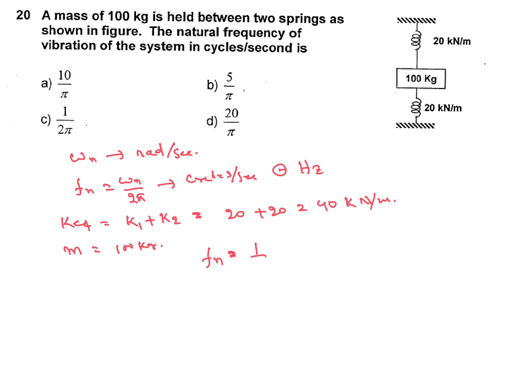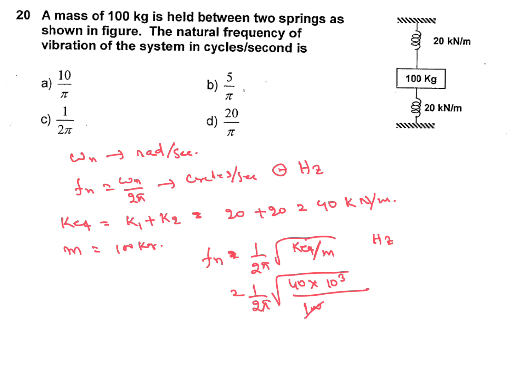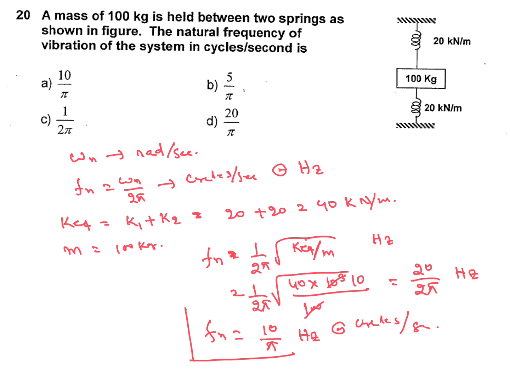Fn is 1 by 2 pi root over K equivalent by M. Root over K equivalent by M is our omega n in radian per second. So it's in hertz: 1 by 2 pi root over 40 into 10 to the power 3 Newton per meter divided by mass 100. So root over 400 is 20, by 2 pi hertz, so it will come 10 by pi hertz or cycles per second Fn. This is our answer. From the options, A is our answer.